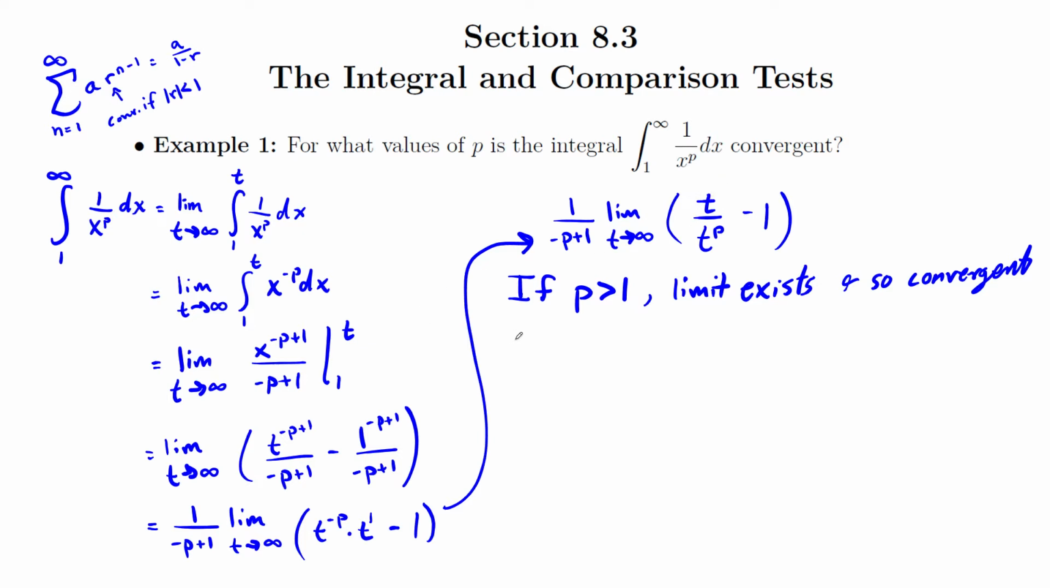If p is less than 1, then that means the top wins out and t goes to infinity, so that means the limit does not exist.